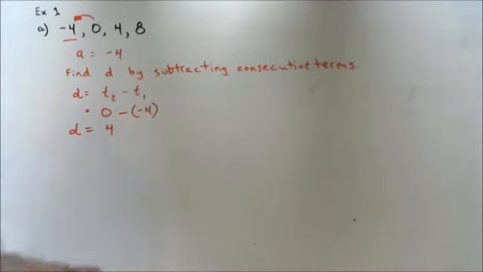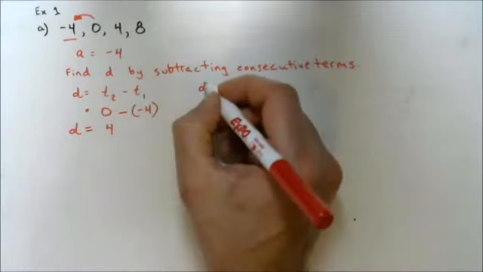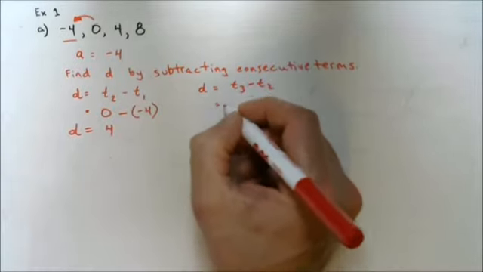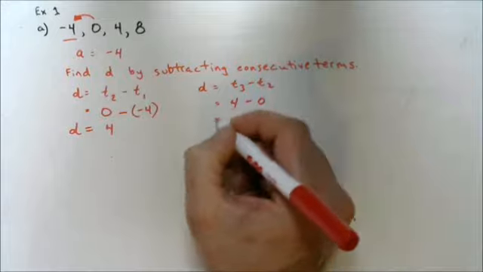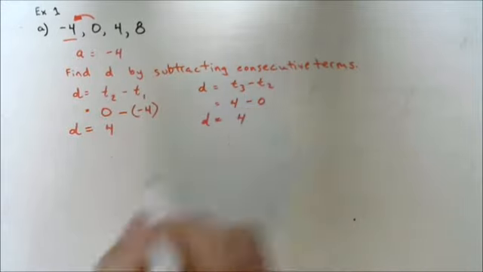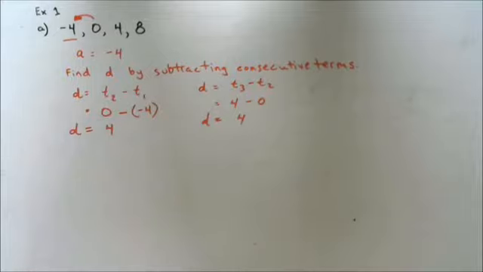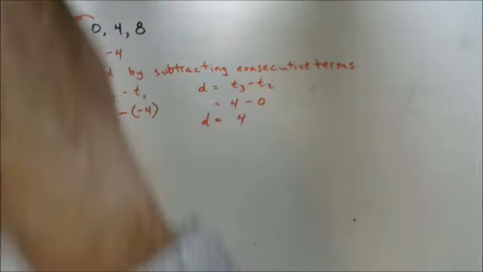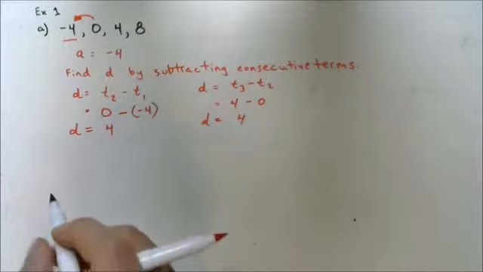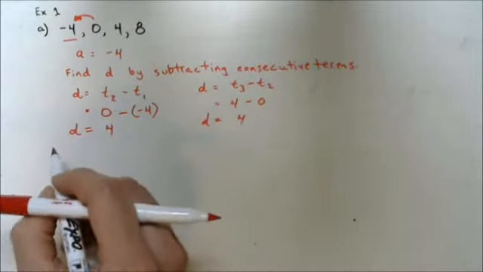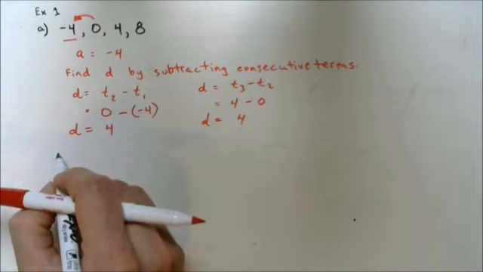All right? So again, you could double check this by taking term 3 and subtracting term 2, and you would get a difference of 4. Doing it multiple times also confirms that it's an arithmetic sequence. But there we go. We have an initial term of -4 and a common difference of 4.